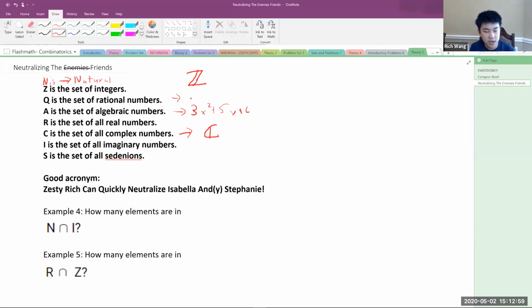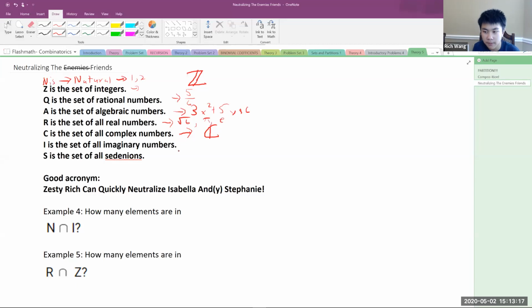Rational numbers are just, say, 5 over 6, any number that can be represented as a fraction. Integers are any whole number, and natural numbers are integers, but only the positive ones. Now next, R is the set of all real numbers. So this is pretty much any number you can think of, like root 6, pi, e, all this crazy stuff.